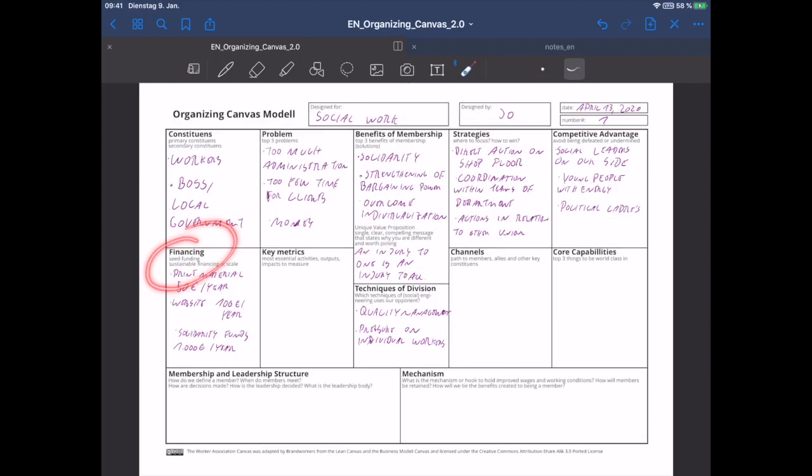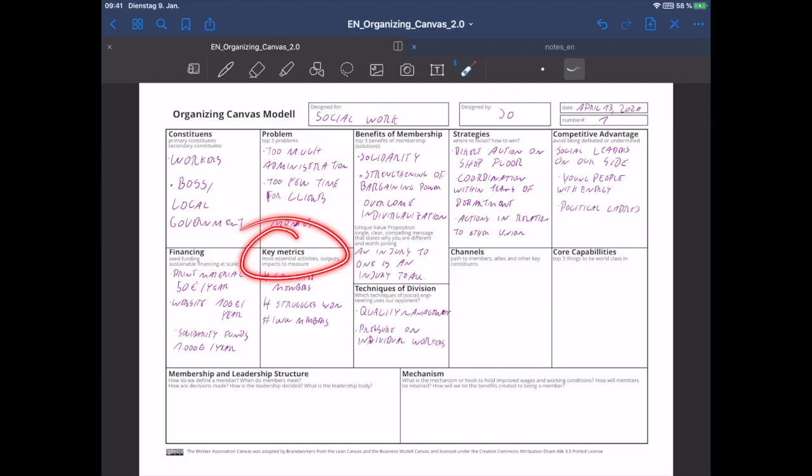So the financing, that's basically to think about how much money you will probably need. And in this case here, it was print material for about 50 euros a year, then a website for about 100 euros a year, and solidarity funds for about 1,000 euros a year.